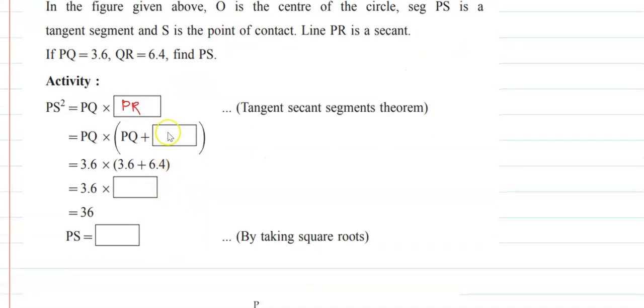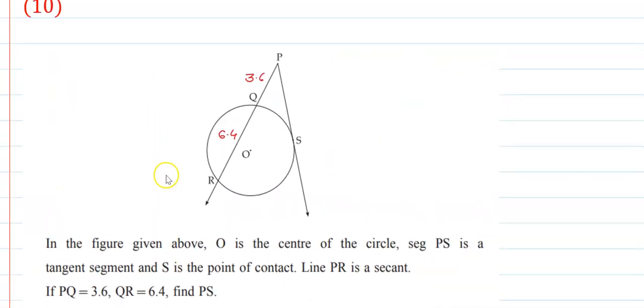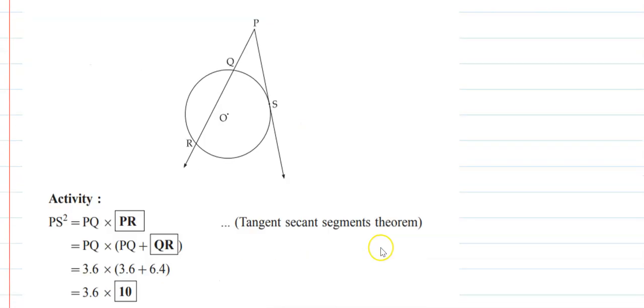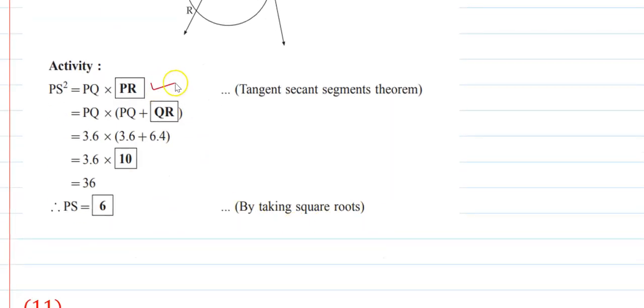This is the PQ plus QR. What is the PQ? PQ is 3.6 and QR is 6.4. Their total is 10. 3.6 into 10 is 36. Therefore PS square is equal to 36. Therefore PS is equal to 6 by taking the square root. Okay. And now the similar is here. This is the PR, PQ plus again QR. Their total is 10 and PS is equal to 6 in this way.